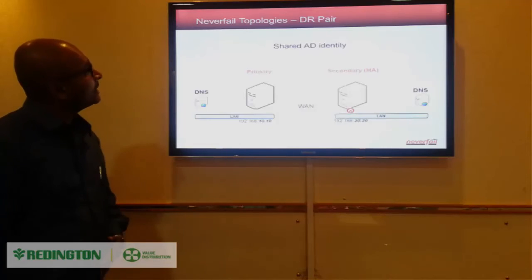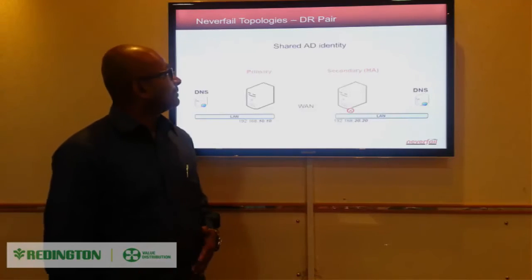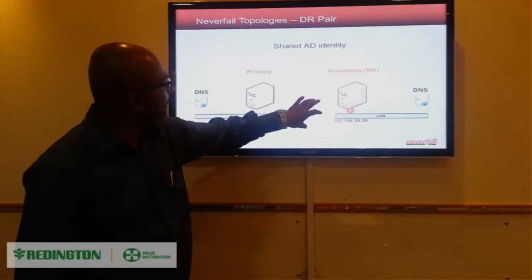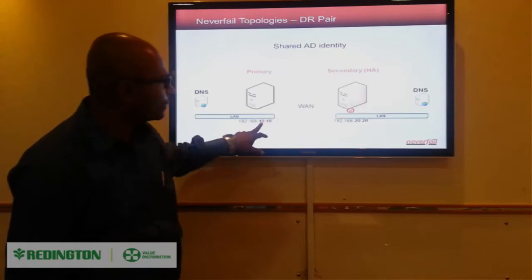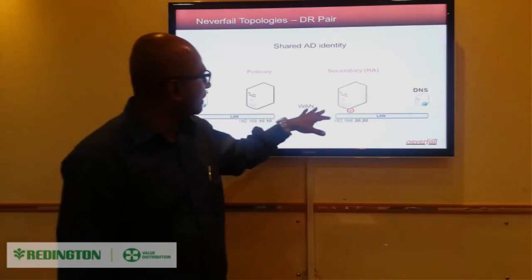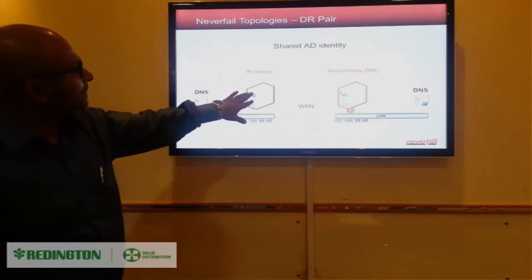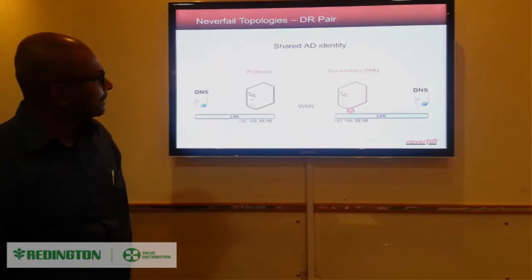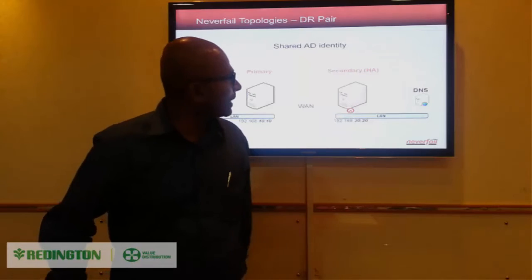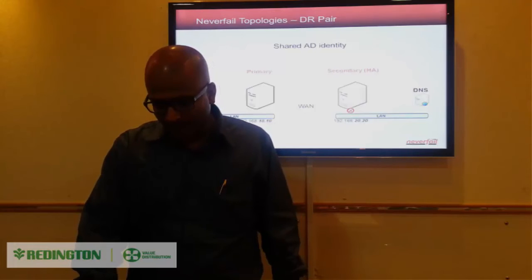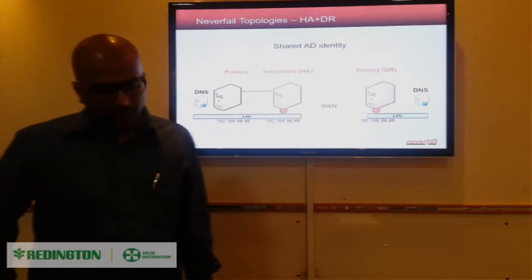Second topology is a shared AD identity. In this scenario, we are talking about WAN. There are two networks, that is 10 network and 20 network. So you have two different locations in this scenario, connected via a WAN link. You have a primary server at one location and a secondary server at the other location, which has a different IP address. So in case the primary fails, automatically the failover happens to the secondary server. This is another topology available.